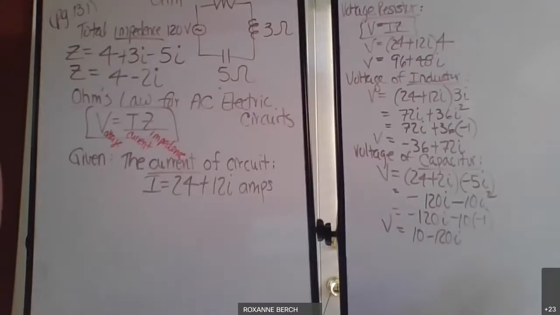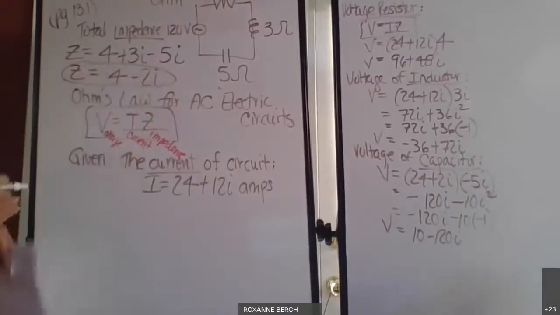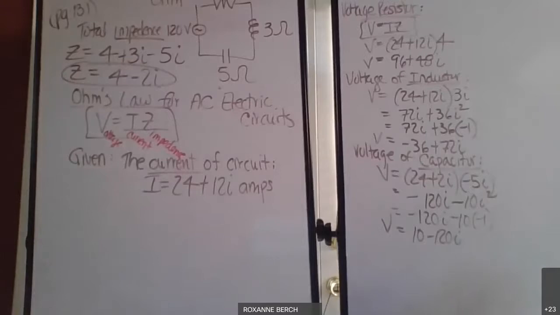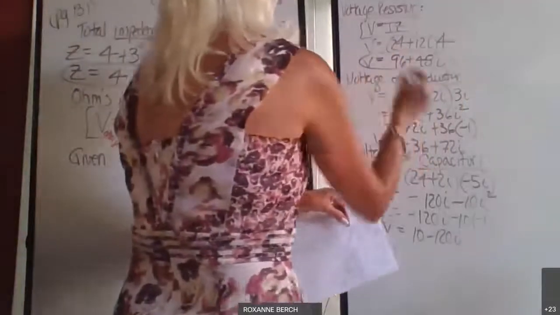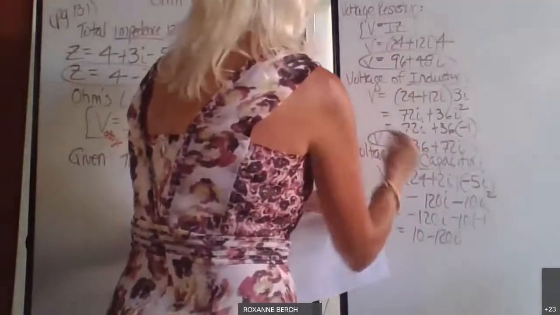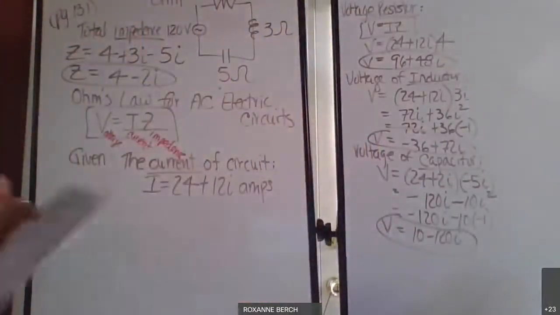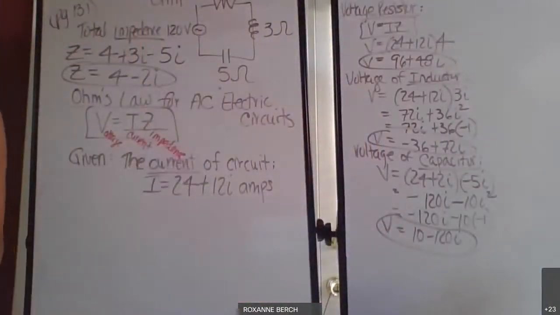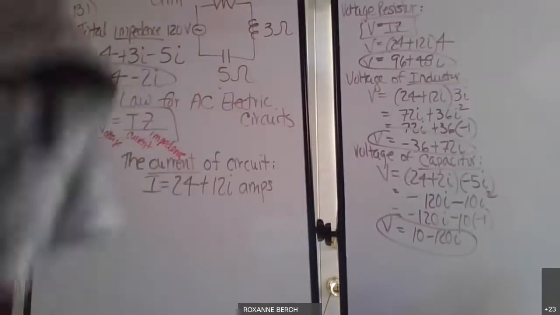So it says, use the diagram of the electric circuit to answer the following questions. They want to know the total impedance. There it is. They want to know what is the voltage of each component. There it is. So that's it. Now, what if we want to check our answer? I want to show you how to do that.